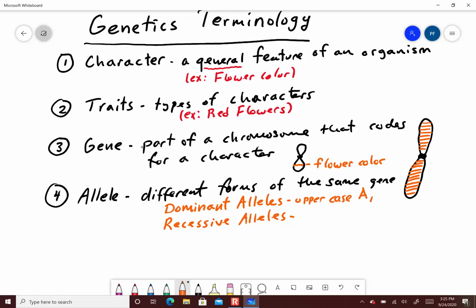Right? So it doesn't matter what the letter is, but it's always going to be uppercase letters, capital. Recessive alleles are always represented with lowercase letters. Right? So we have a way of knowing just by looking at a letter: is it a dominant allele or is it a recessive allele.